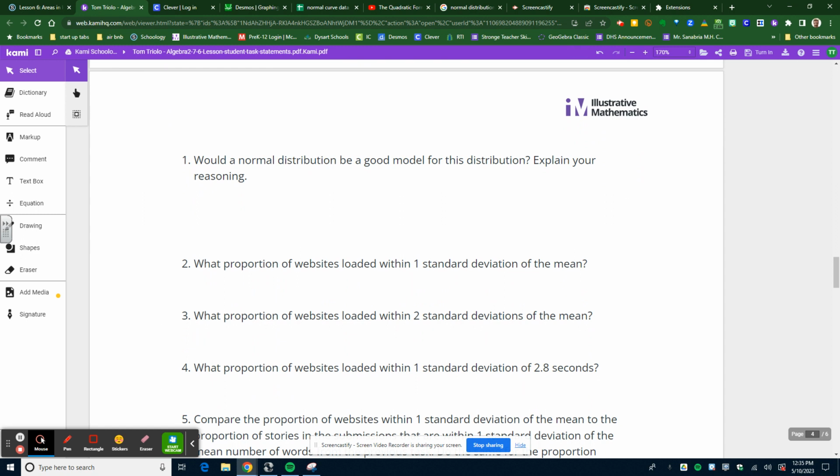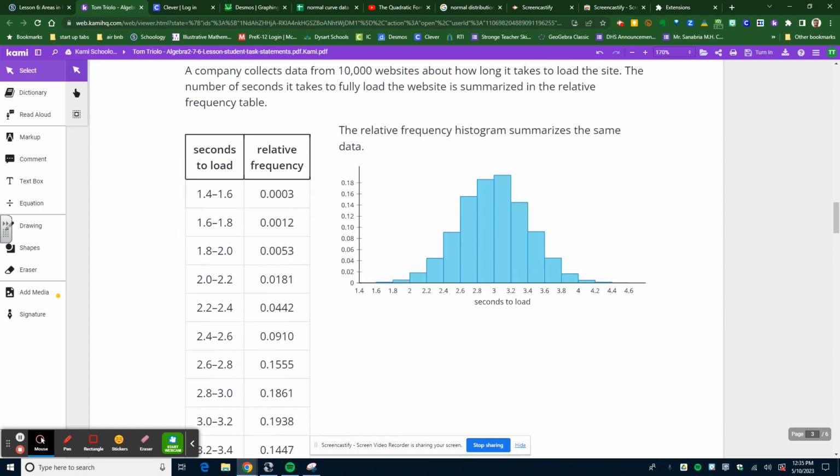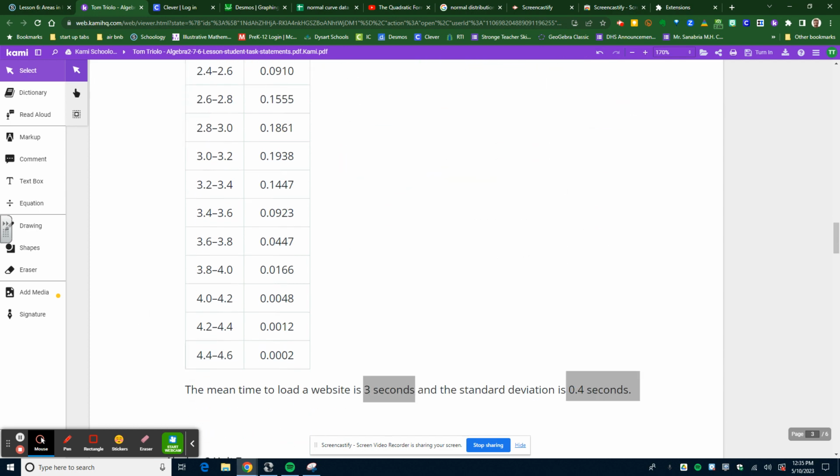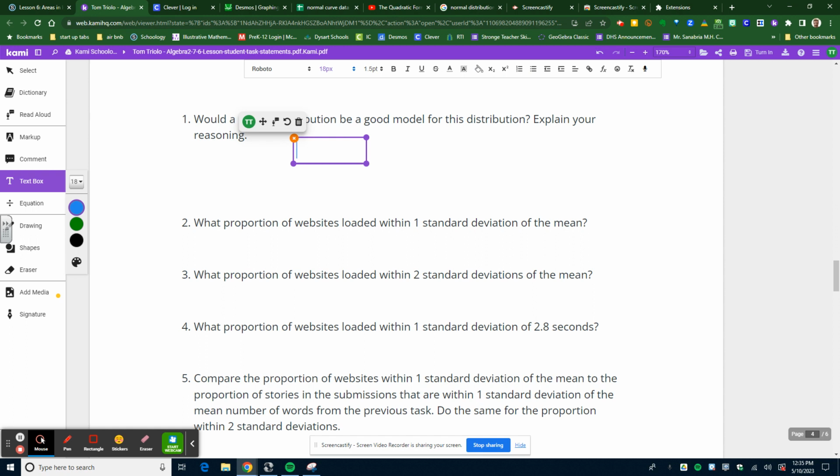First of all, is this a good model? Why? What are the 2 reasons? Look at the picture. It's symmetric and it's bell-shaped. Anytime you have a set of data that is symmetric and bell-shaped, we are going to convert that into a normal distribution. So it's symmetric and bell-shaped.